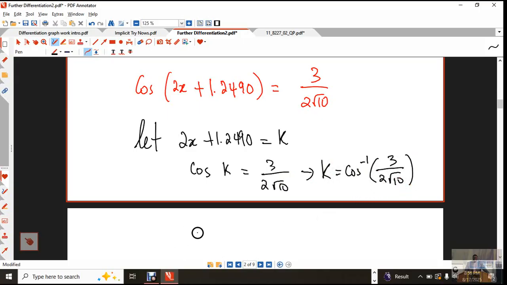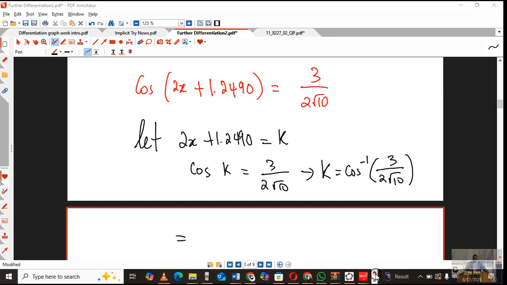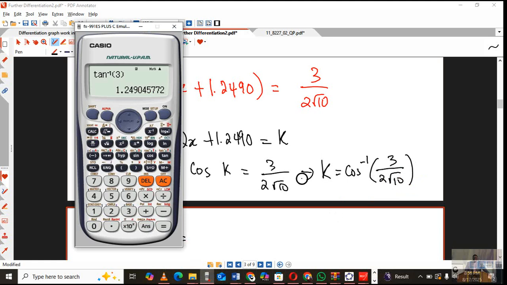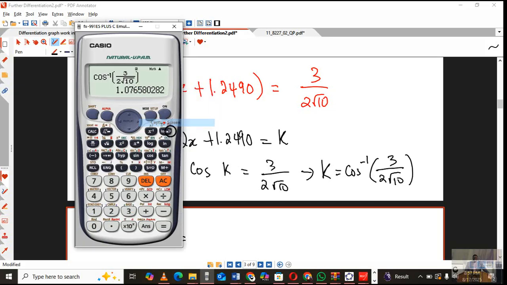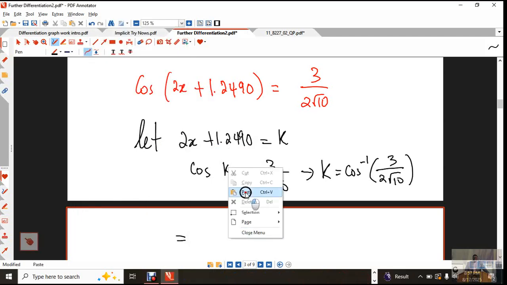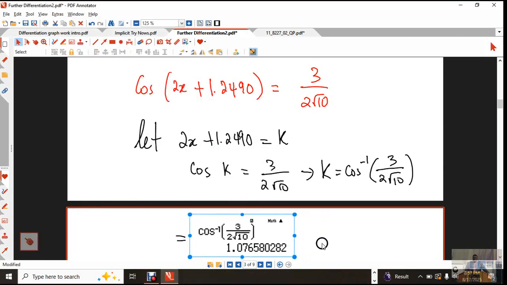So we can actually calculate what that is, as an acute basic angle. Again, as I was saying, make sure your calculator is in radian mode. So inverse cos of 3 upon 2 root 10. You hit enter, you get this particular angle over here. So I'm just going to write that answer here. Okay, so that's what that answer is.